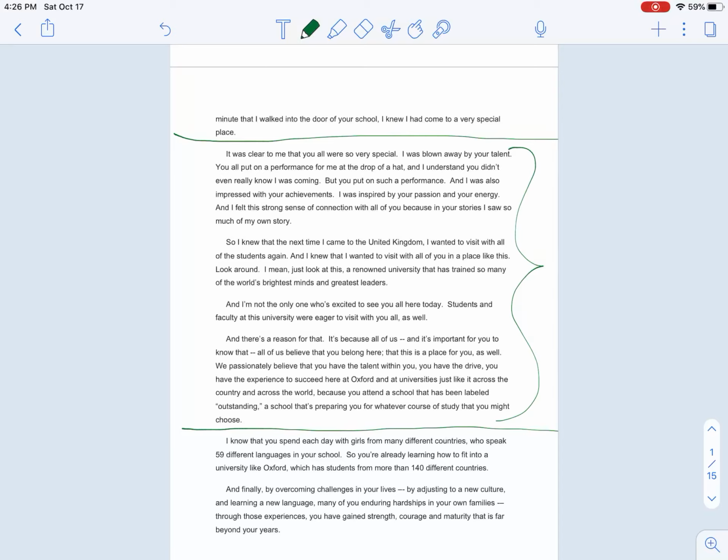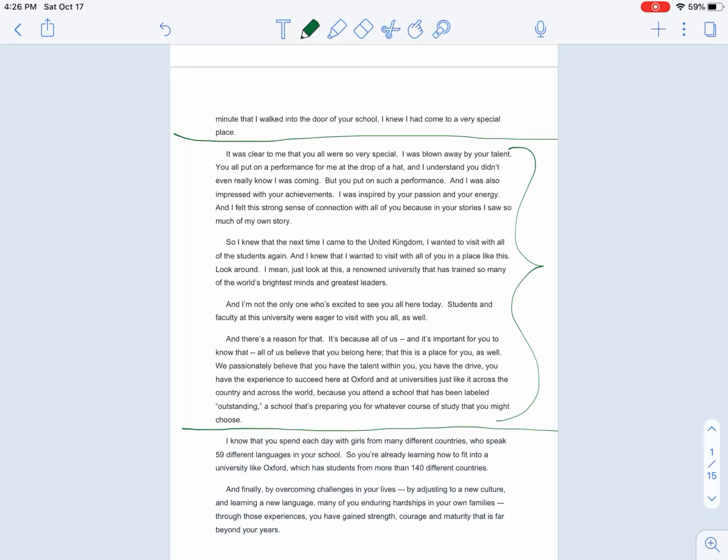So let's take a moment to read what is said. It says, "It was clear to me that you all were so very special. I was blown away by your talent. You all put on a performance for me at the drop of a hat, and I understand you didn't even really know I was coming, but you put on such a performance. And I was also impressed with your achievements. I was inspired by your passion and your energy. And I felt this strong sense of connection with all of you because in your stories, I saw so much of my own story.